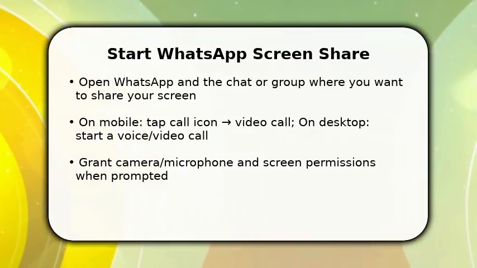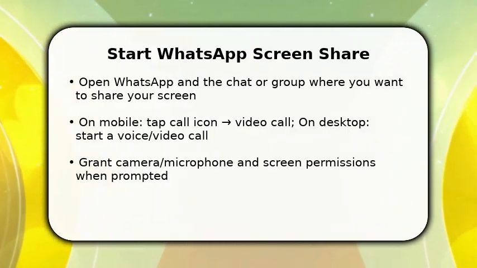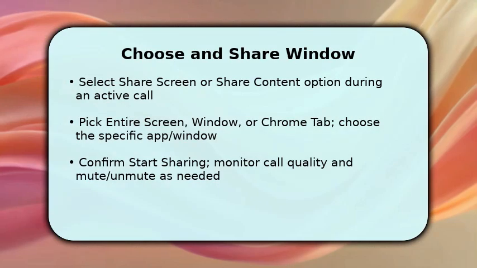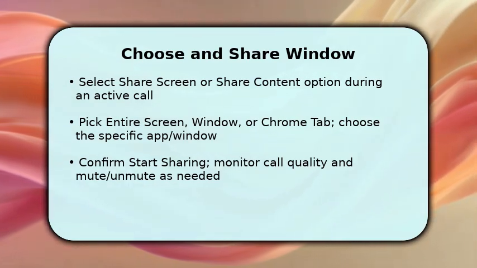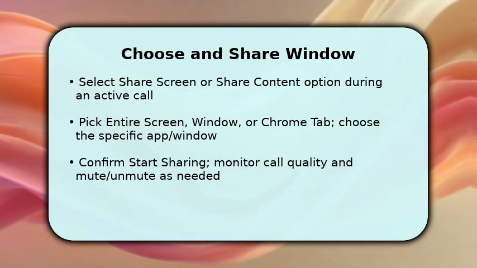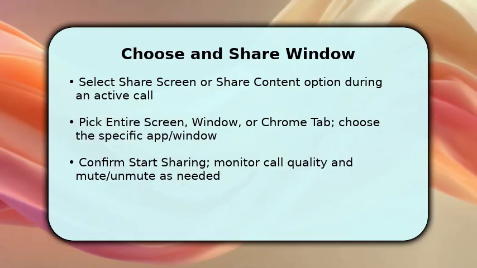After the call connects, you will see options to share. Prepare the window or app you want to show before you press share. Once the call is active, tap or click the Share Screen or Share Content button. This opens a chooser. You must decide. Share your entire screen, a specific app window, or a browser tab.